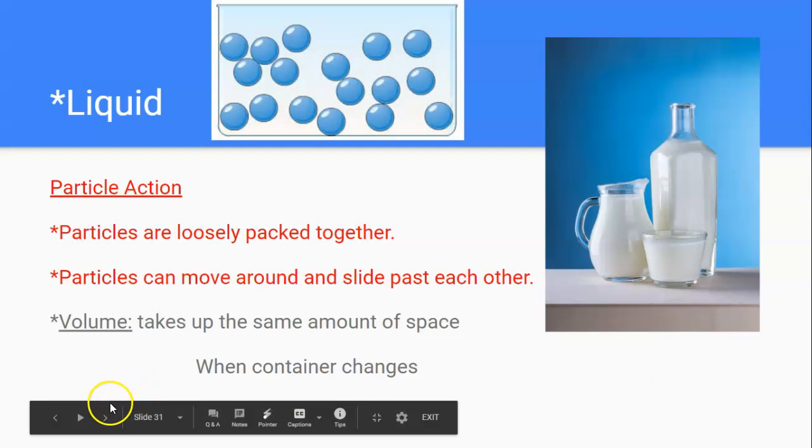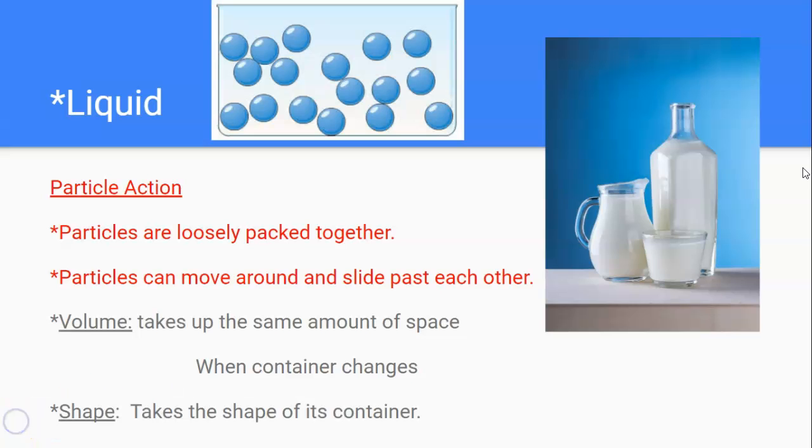How about the volume and the shape? In terms of volume, it's going to stay the same. Again, it's a definite volume. It's going to take up the same amount of space even when the container changes, right? If I have a gallon of water and I put it in a bathtub, do I still have a gallon of water or did it magically create more water? No, of course. It still has the same volume, right? No matter what, that liquid is going to keep its volume.